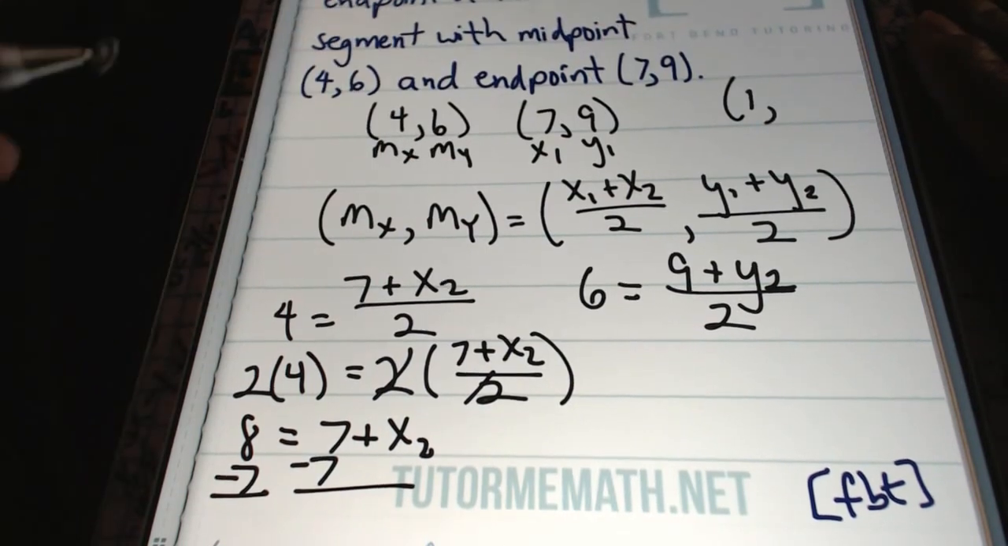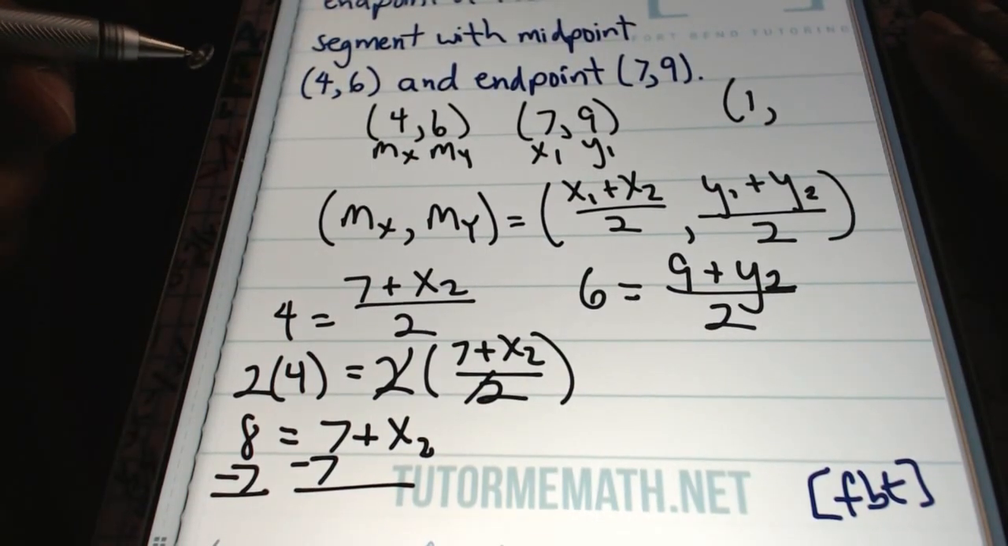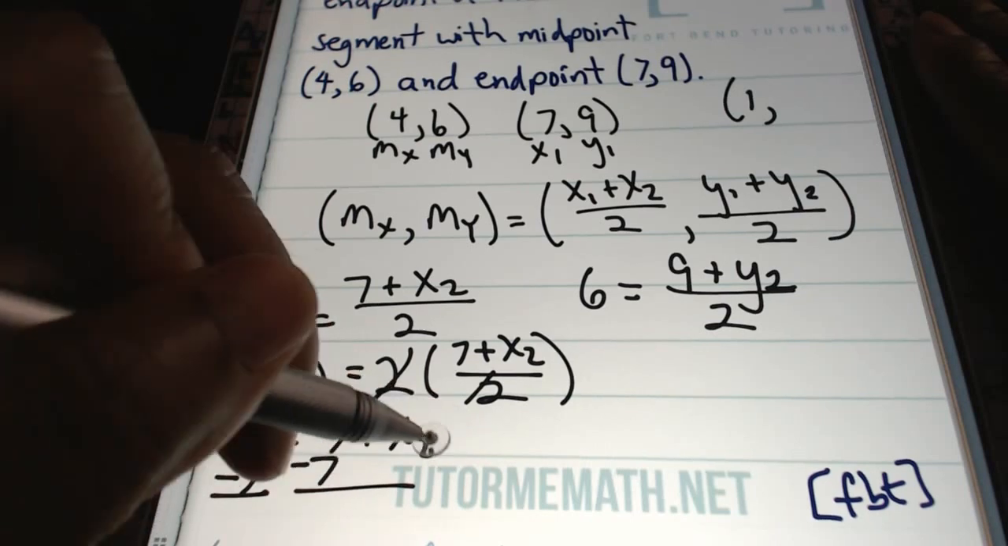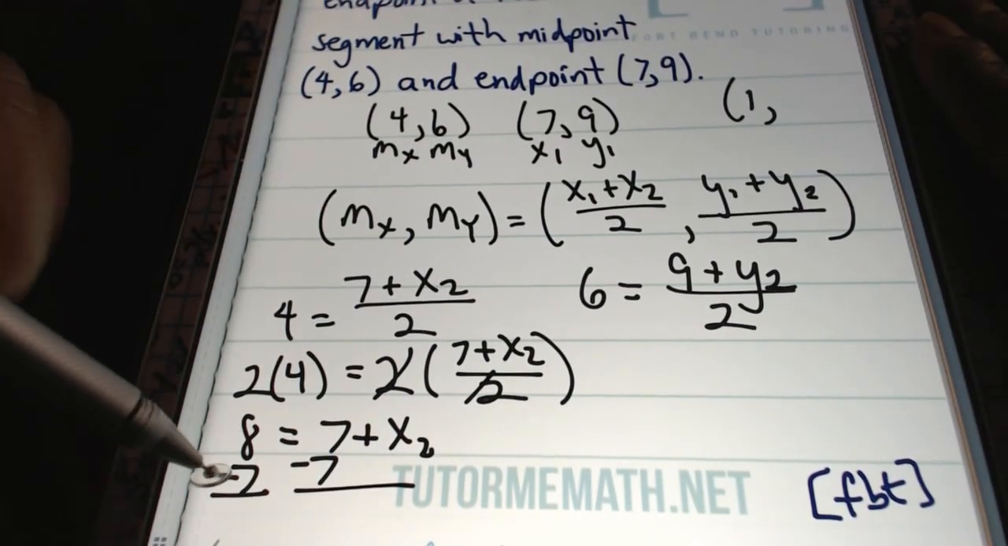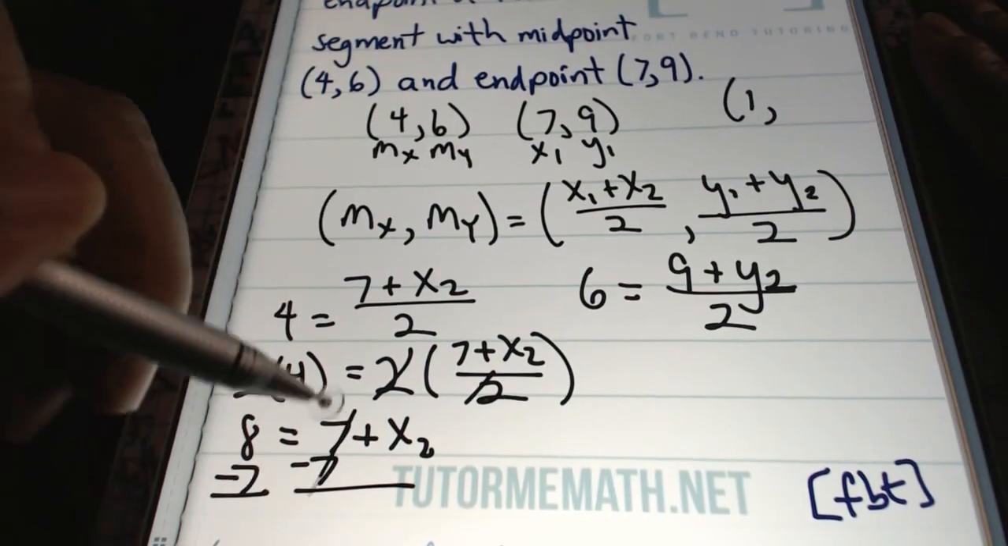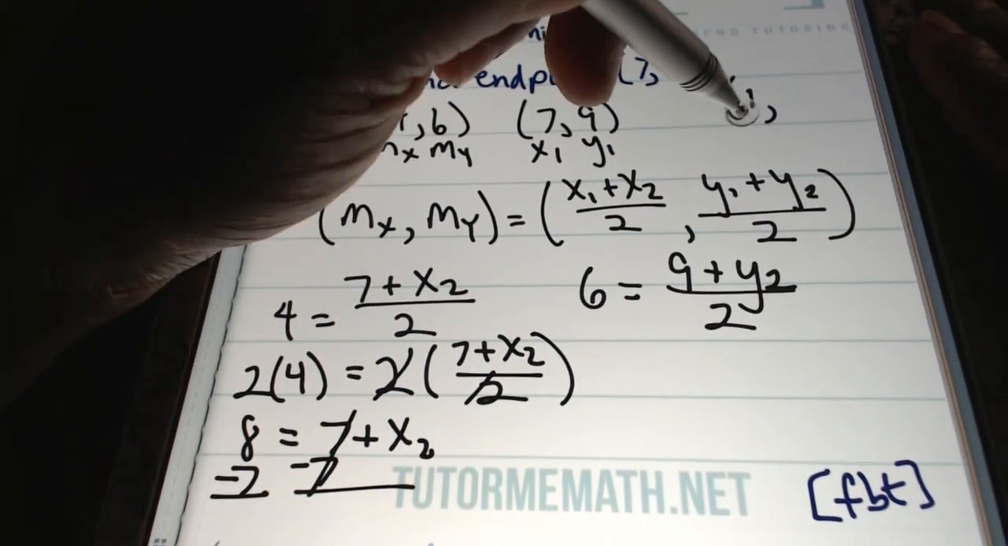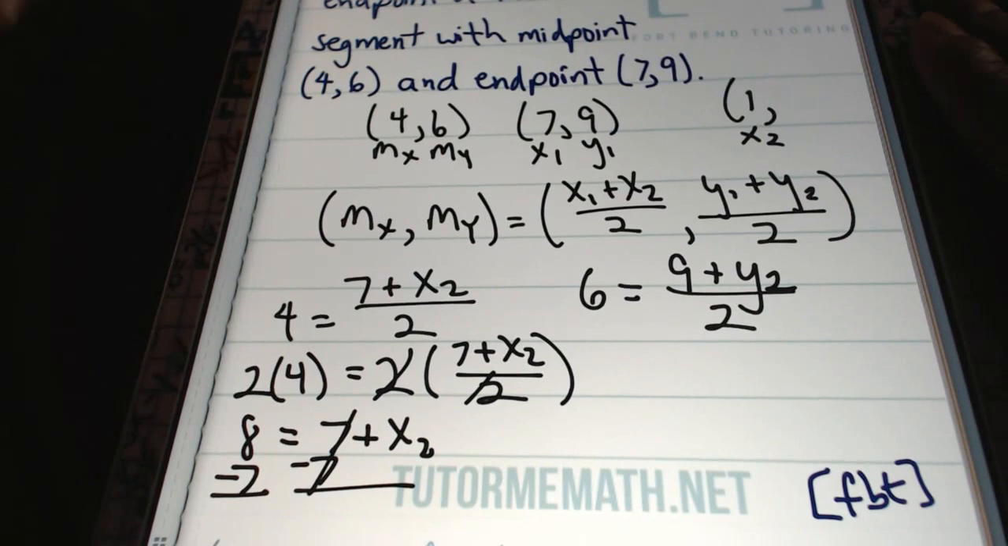So that first endpoint ends up giving us a value of 1. Can I squeeze that in over here? No, I'm not going to even try. It's going to be jacked up. So 8 minus 7 gives us 1, that you should know. So that's going to be our x2 value, and we can label that right here. That makes it a little better.